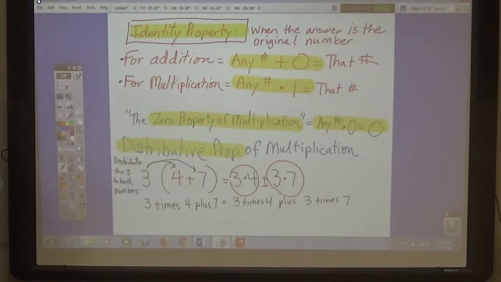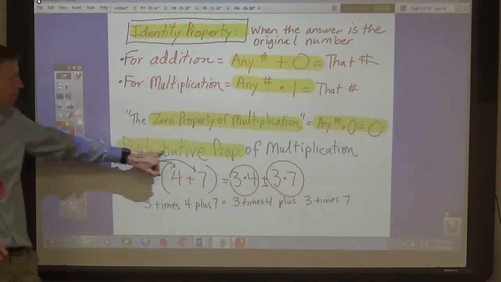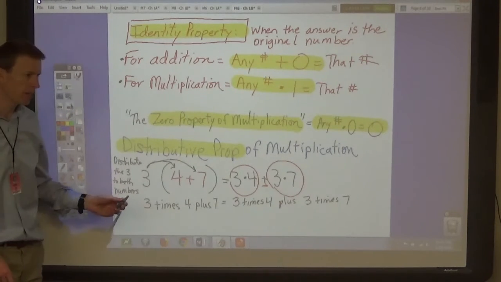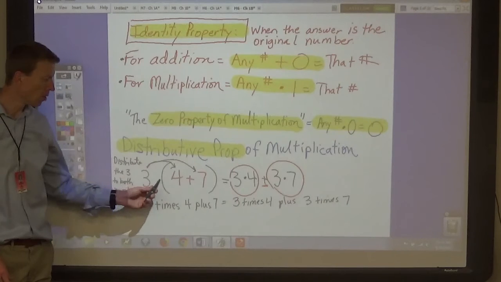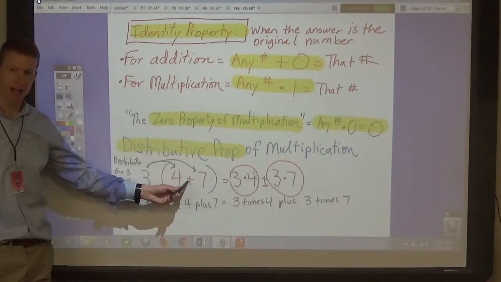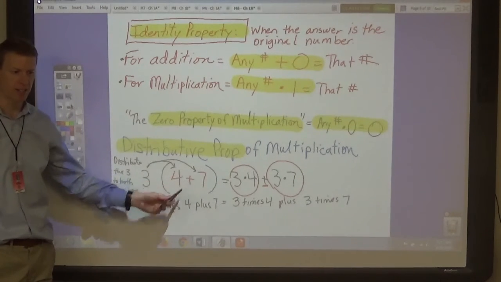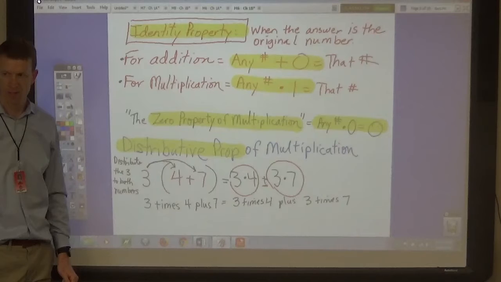So the last one that I'll teach you is called the distributive property. And you can look for this with the distributive property. The distributive property will include multiplication and addition. It has both multiplication and addition in it. Okay?